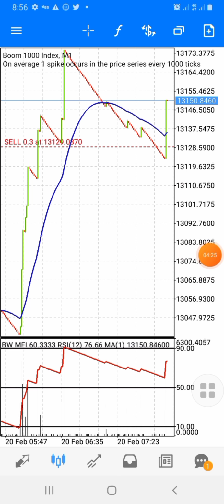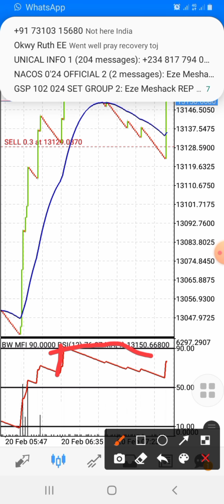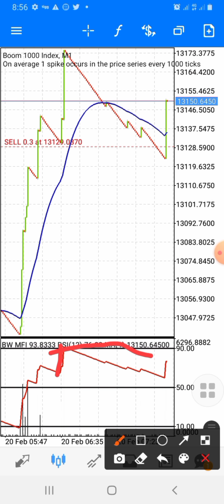Now the first entry confirmation, the first entry is, let's check your window indicator. Let this red line be touching level 90 like this. So that is the first entry confirmation. The next one, you wait for the candle to come down and go below the line on the main chart.